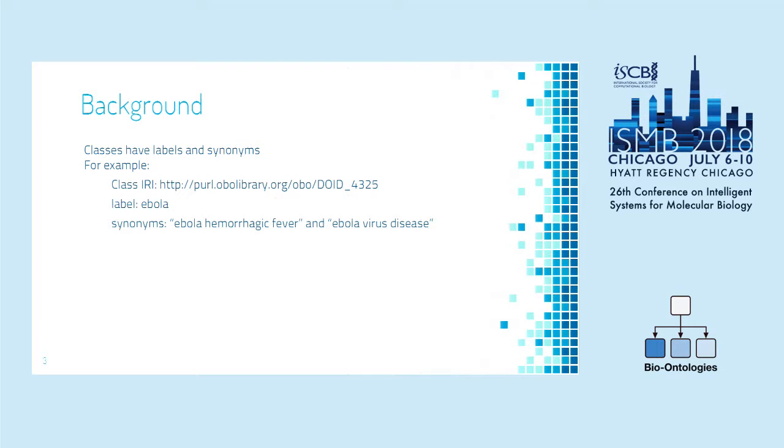As background, we know that ontology classes have many labels and synonyms. Here we have the label Ebola that belongs to this disease class and has two synonyms, Ebola hemorrhagic fever and Ebola virus disease, and both of those synonyms we can find in text.